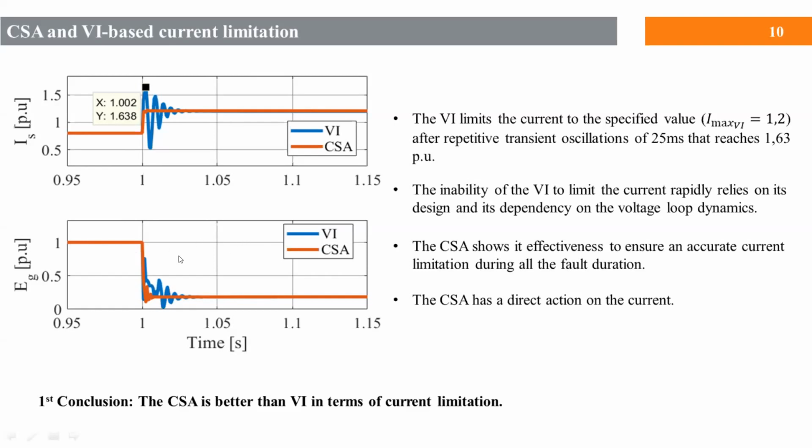Compared to the VI, CSI has a better ability to limit the current in the first instance and also in the steady state, because it has a direct action on the current reference. And with a good tuning of the current loop, we can have something like a first order response in the current. So the first conclusion here is that the CSI is better than VI in terms of current limitation.